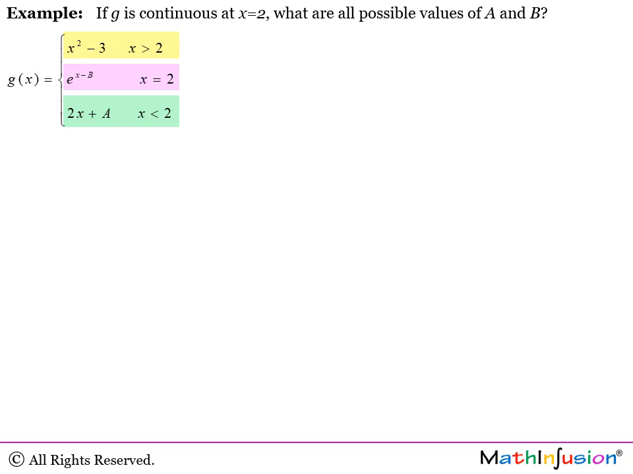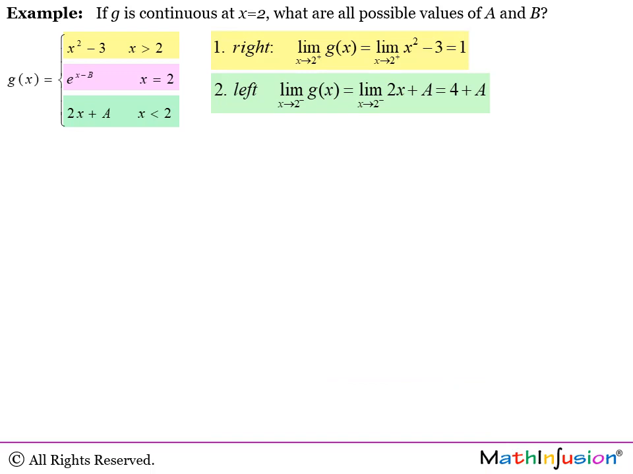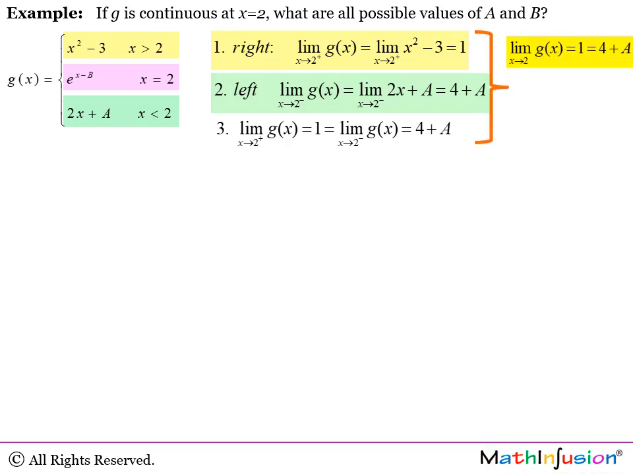The good news is that we still have to do exactly the same, which means 1, 2, 3, 4. 1. Limit from the right. We have to use x to the power of 2 minus 3 and we get 1. 2. Limit from the left. Now we have to use 2x plus a, and we get 4 plus a. 3. Those two limits have to be the same, which means that 1 must equal 4 plus a. More than that, the limit of the function as x approaches 2 is 1.